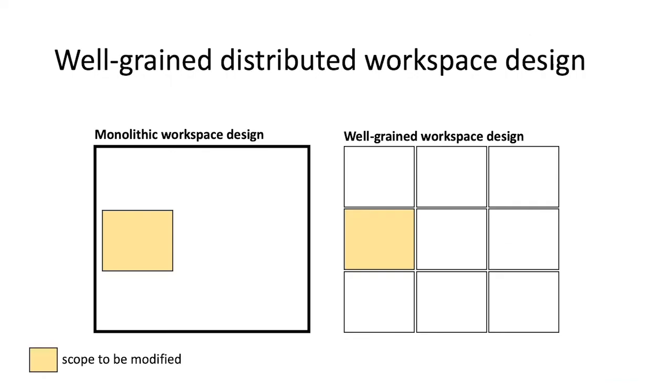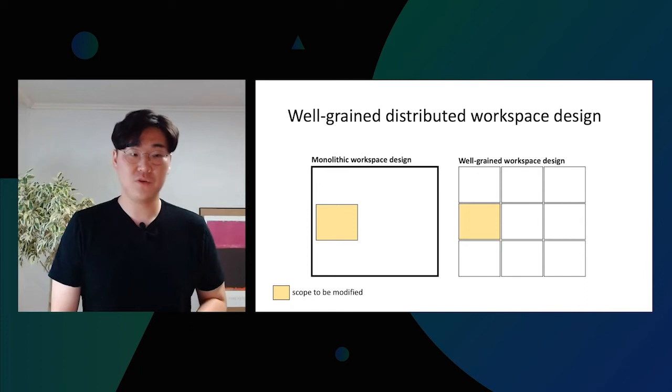Let's look at the yellow part. That is what we try to modify using Terraform. If you use the monolithic workspace design, your Terraform work browses to find the yellow part over one big state. But if you choose a fine-grained workspace design, your Terraform work browses to find your yellow part in only a small state.